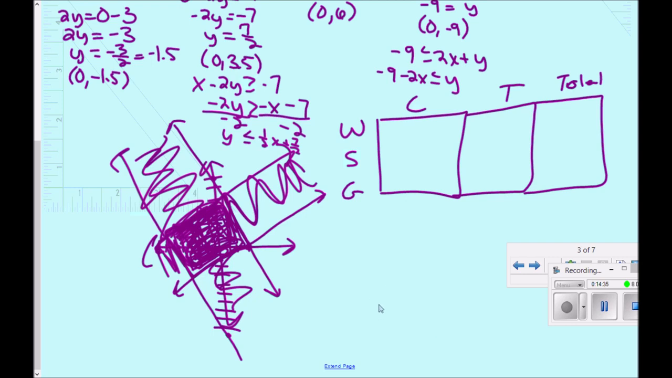So the wheels from the problem: 4 wheels are required for a car, 6 wheels are required for a truck, and the total in the storeroom is 36.